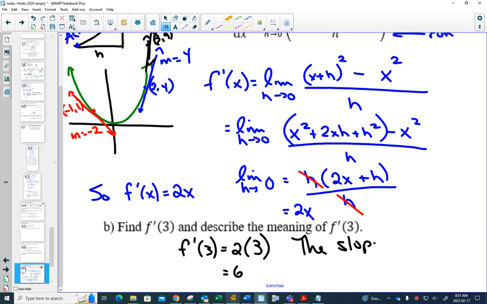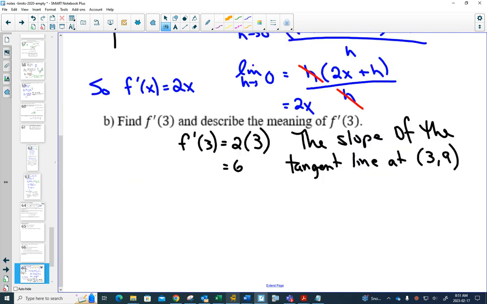And what does this mean? The slope of the tangent line at the point 3 comma 9 is 6. But this is way more powerful because now once you do this once, I can find any slope of any tangent anywhere. And it's fascinating that it made such a simple formula.